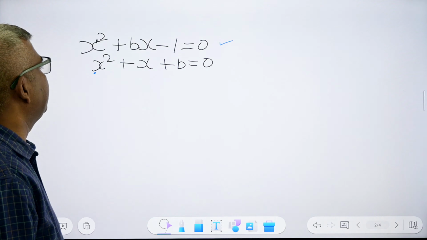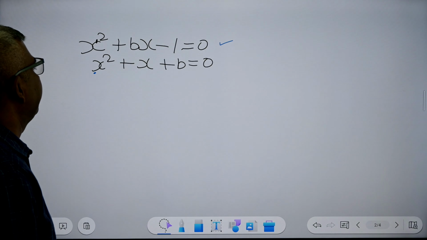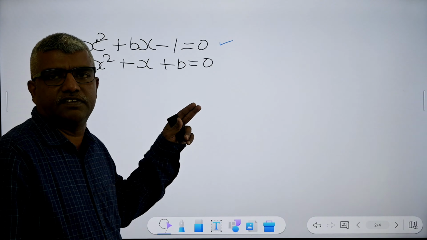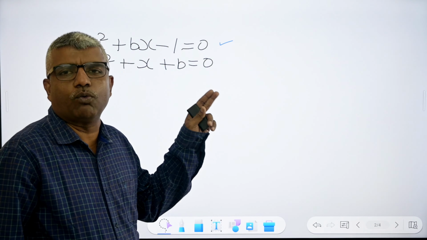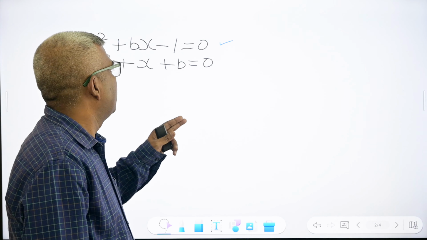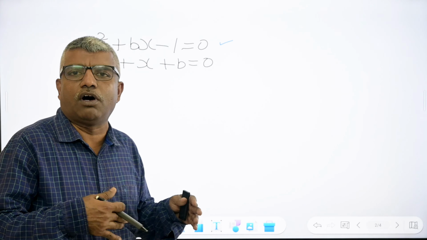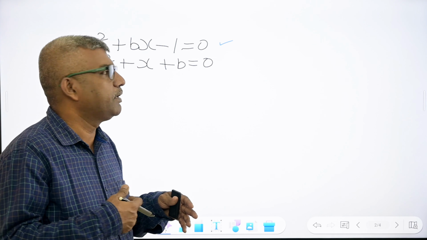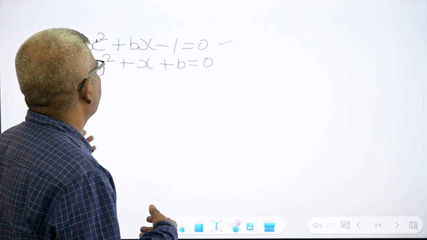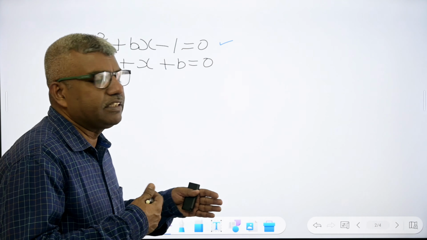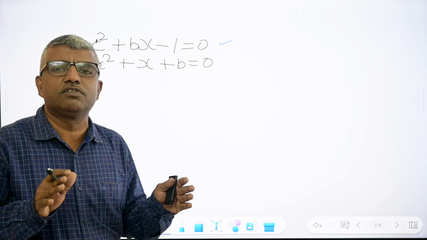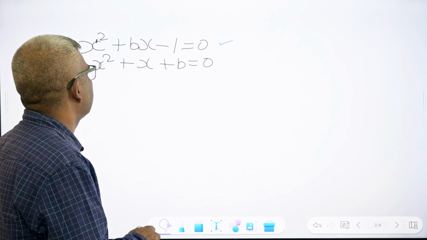x squared plus bx minus 1 equal to 0, and x squared plus x plus b equal to 0. There are two quadratic equations. They have given one root is minus 1. We generally would do alpha plus beta is equal to minus b by a, alpha beta equal to c by a, and find the other root. But that method doesn't work ideally. We will do a simple method to solve it.